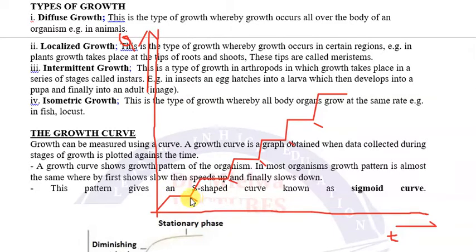Hapa ikitokea ecdysis, ana remove ile outward exoskeleton. Akisha remove ile exoskeleton, ana grow. Akifika hapa exoskeleton imeshakuwa hard, hawezi tena kugrow. Kwa hiyo anatulia. Akifika hapa tena inaanza kukua. Kwa this is what we call as the intermittent growth.